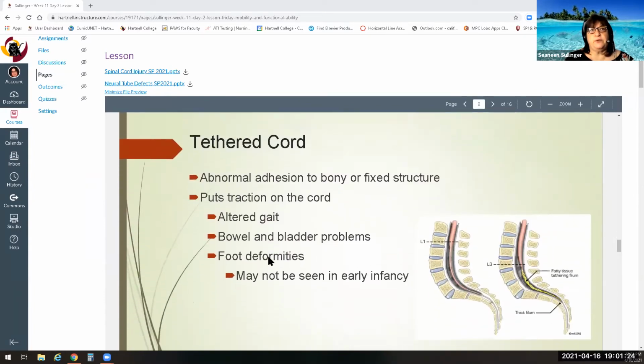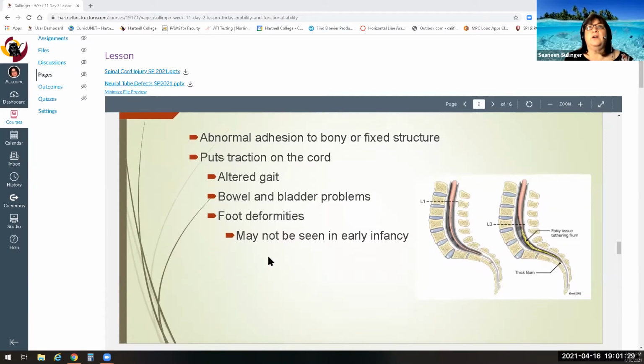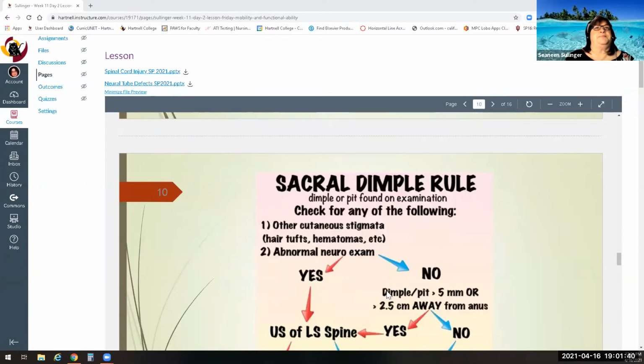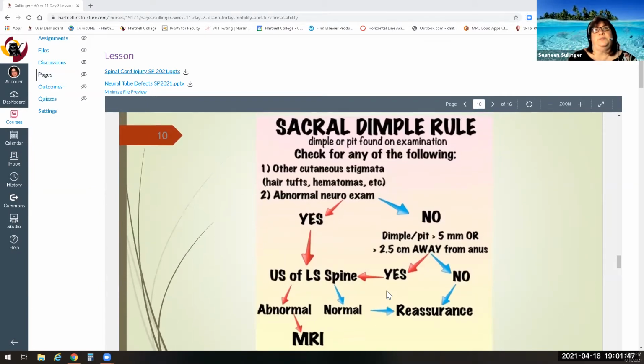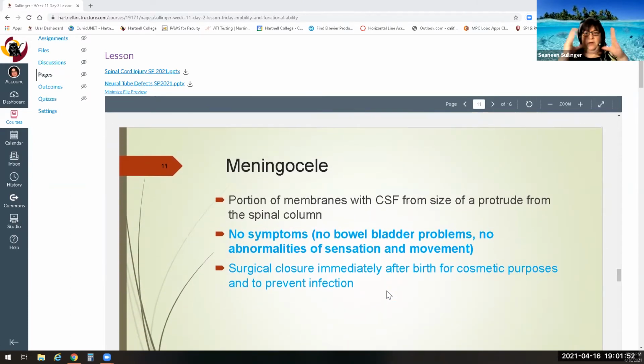Okay, we're going to skip tethered cord because it's nice for you to know, but it's pretty rare. It basically just doesn't give you motion because it's fused. It's not free. There's a slide on how to know when to go further to do more exams, the sacral dimple rule. And then we move on to meningocele. So everybody good on spina bifida occulta, sacral dimple, tuft of hair, probably no deficits, do an ultrasound, x-ray, something to figure it out.